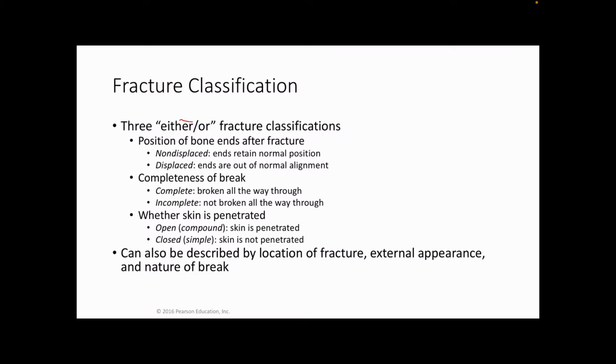The first one is the position of the bone after the fracture, like where's the broken end? If it's still where it should be in a normal position, but it is broken, then we refer to it as a non-displaced fracture because it is still in the same place. However, if the bone needs to be reset because the ends where the break occurred became displaced, or out of place, that is a displaced fracture. The completeness of the break tells us whether it's complete, or broken all the way through, or an incomplete fracture where we do see fracture lines, or maybe even some chips, but the bone is not broken all the way through.